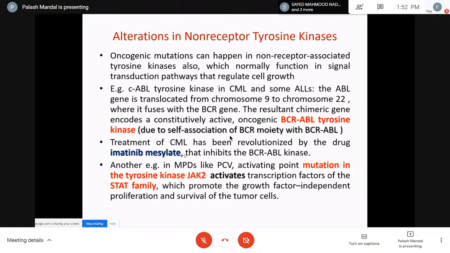is a mutated gene. Okay, and there are several other examples also in other myeloproliferative diseases like polycythemia vera. There is a point mutation in the tyrosine kinase JAK2 that activates transcription factors of the STAT family, which promote the growth factor independent proliferation and survival of tumor cells. So the mutation in JAK2, which activates the STAT family of transcription factors, leads to the proliferation in polycythemia vera, and also some other myeloproliferative disorders.